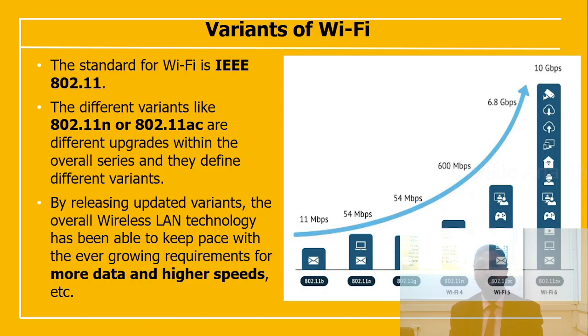So we have 802.11b at 11 Mbps, 802.11a at 54 Mbps, 802.11g at 54 Mbps, 802.11n, which is Wi-Fi 4, at 600 Mbps, 802.11ac, Wi-Fi 5, at 6.8 Gbps, and then 802.11ax, Wi-Fi 6, which has 10 Gbps. So more data, higher speeds.